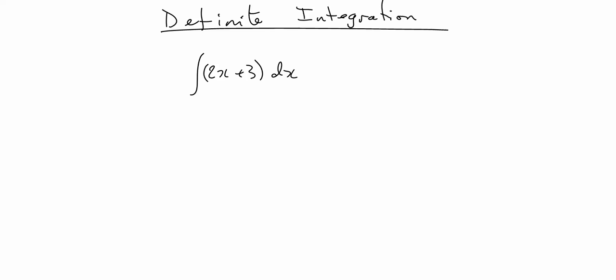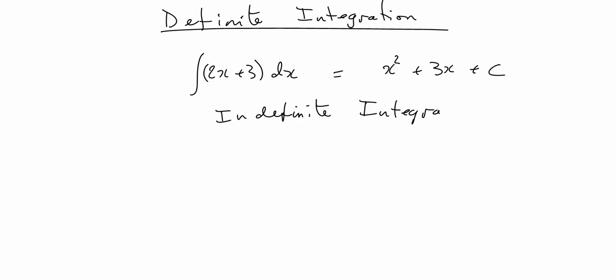Now, in previous videos, we looked at integrating functions like this, 2x plus 3, and we found that it was equal to x squared plus 3x plus c, where c is an arbitrary constant. This is known as an indefinite integration. And in indefinite integration, we have the arbitrary constant c.